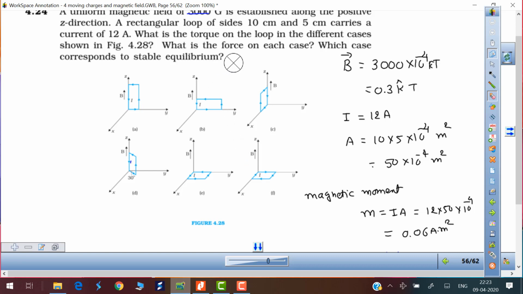Now what is the torque on each loop, what is the force on each loop, and which case corresponds to stable equilibrium.